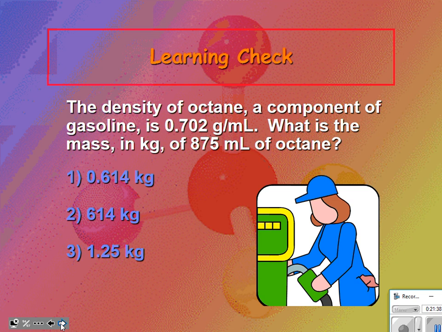So when I did this and multiplied it out, because mass is equal to density times volume, I got 614.25. Well, if you didn't follow or you didn't read it right, you're going to say right here, the 614. Incorrect, because 614's label is grams. I need to jump it 3 to the left to get it into kilograms. So the correct answer is number 1.